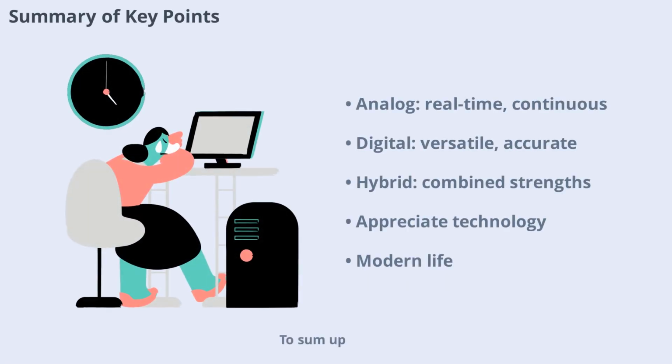To sum up, analog and digital computers each have unique strengths and uses. Analog computers excel at handling continuous real-time data, while digital computers are versatile, accurate, and widely used. Hybrid systems combine the best of both worlds. By understanding these differences, you can better appreciate the technology that powers our modern lives.